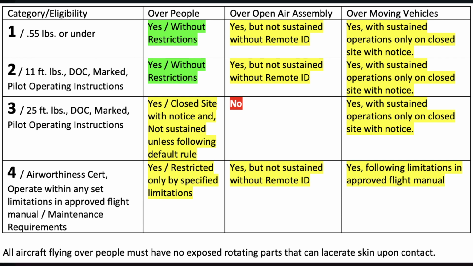But the rules change a little bit here. Yeah, you can fly over people, but the place where you fly over them has to be a closed site. All of the people have to have notice, and there is no flying sustained unless you're following the default rules. So what this basically means is you can't just go around flying over people randomly. So you can fly over people, but it has to be on a location.